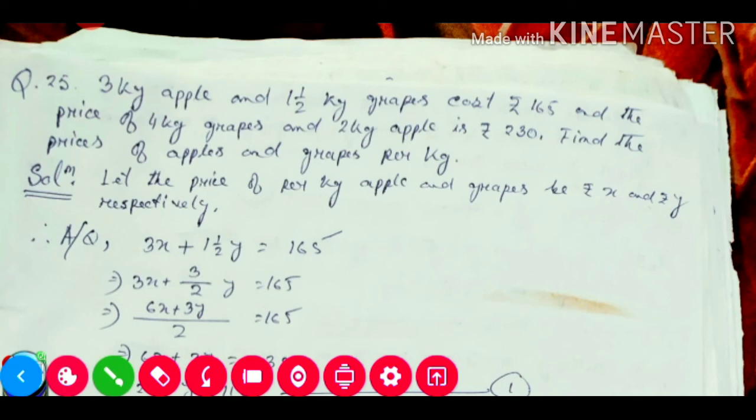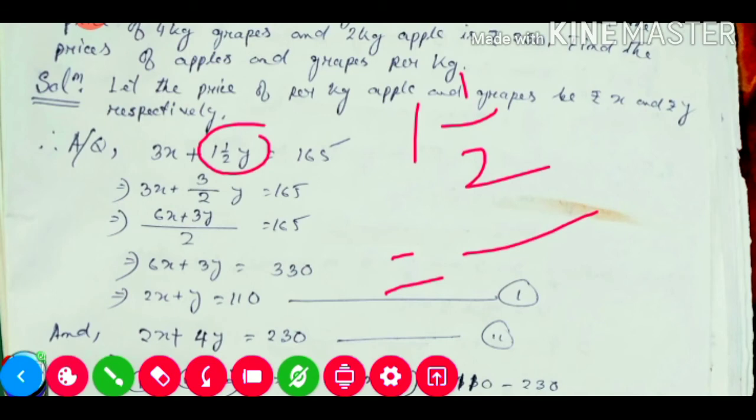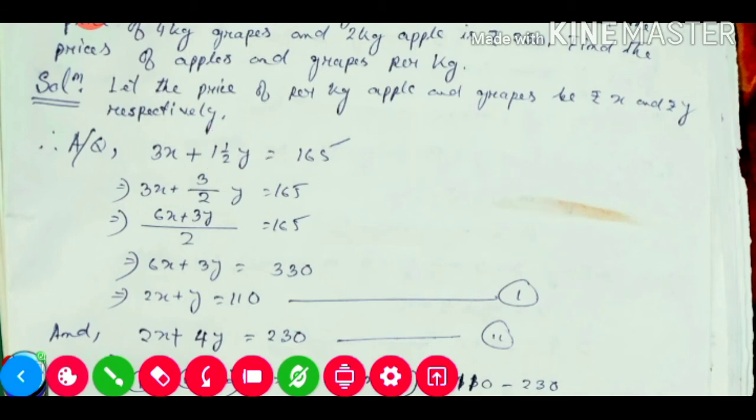So 3 kg means 3x plus 1.5y is equal to 165. Like before, this one is very easy. Here we have a mixed fraction, so we will convert it into an improper fraction. 1 and 1 by 2 is equal to (2 into 1 plus 1) by 2, that is 3 by 2, so 3 by 2 y. Now we'll take the LCM. LCM will be 2. So 2 into 3 is 6x plus 3y is equal to 165.